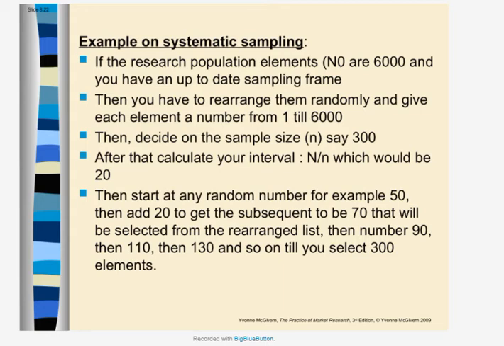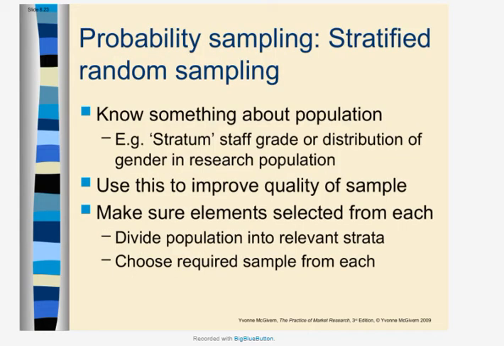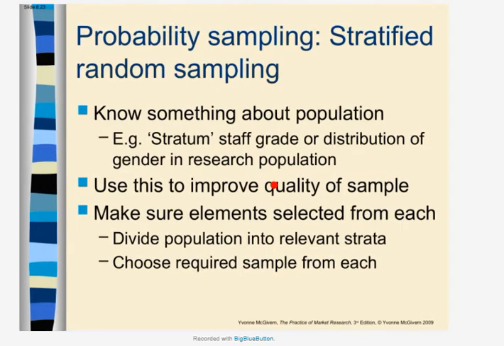يبقى احنا كده عرفنا الراندوم وعندنا السيمبل راندوم، وعندنا الكلاسترد، وعندنا السيستماتيك. Also we have the stratified random sampling. دي برضو في البروبابيليتي. البروبابيليتي sampling stratified، العينة الطبقية. ليه بتتسمى كده؟ Because we divide population into strata، طبقات.